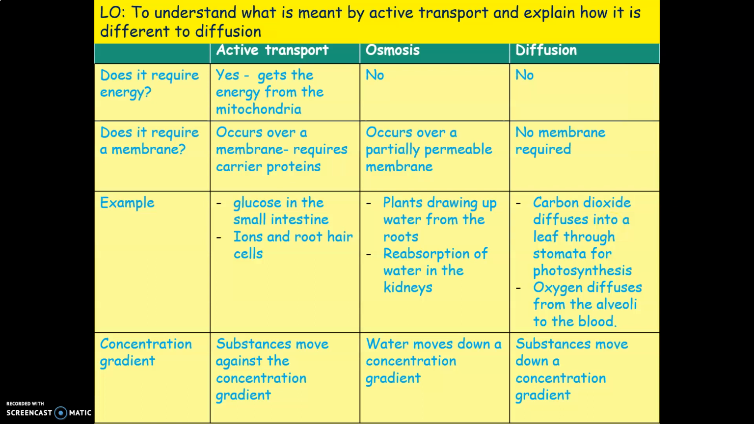Example of diffusion: carbon dioxide diffuses into a leaf through stomata for photosynthesis. Oxygen diffuses from the alveoli to the blood. So, concentration gradient. In active transport, substances move against the concentration gradient, while in osmosis, water moves down a concentration gradient. In diffusion, substances move down a concentration gradient.